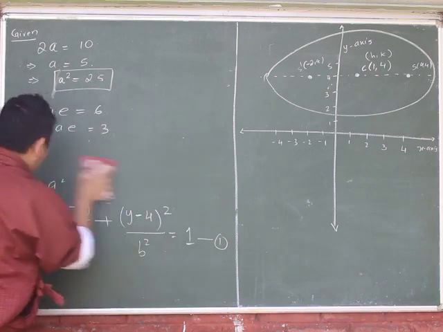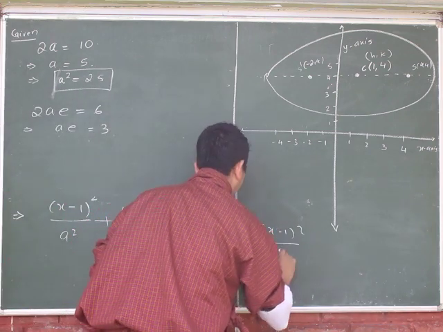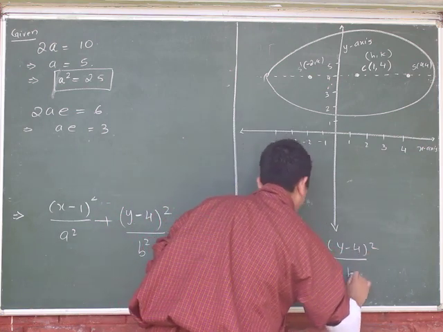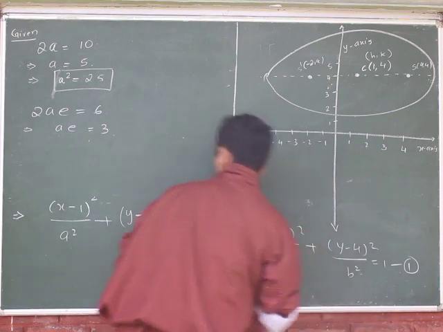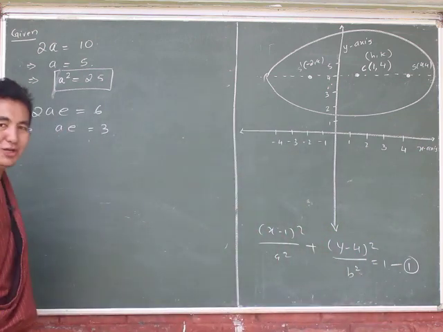Please keep this, I need it later. This one here: (x minus 1) whole square divided by a square plus (y minus 4) whole square divided by b square is equal to 1. Say this is equation 1. I need this later.